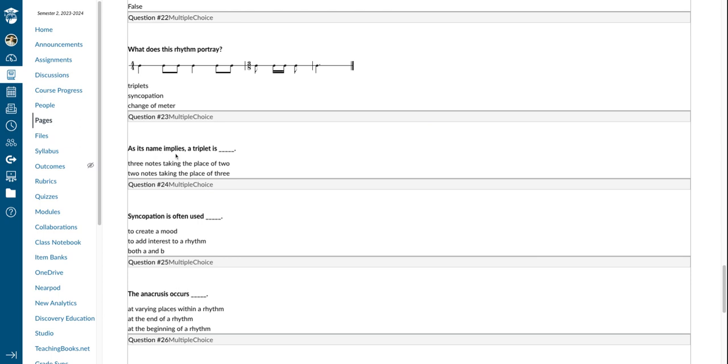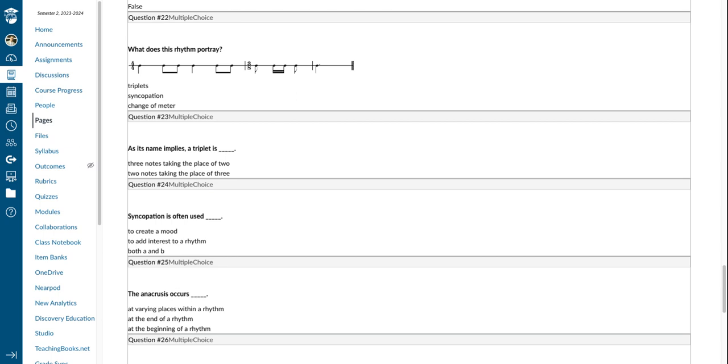Here, as its name implies, a triplet is 3 notes taking the place of 2. So instead of, let's say, 2 eighth notes like this, a triplet takes over that same space. Triplet, or 1 and 2 and, triplet, 1 and 2 and.